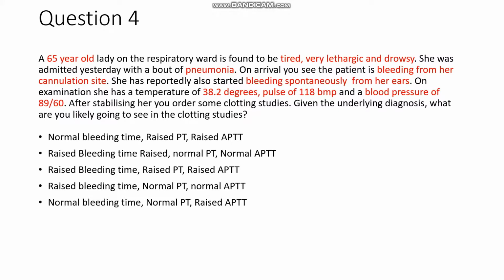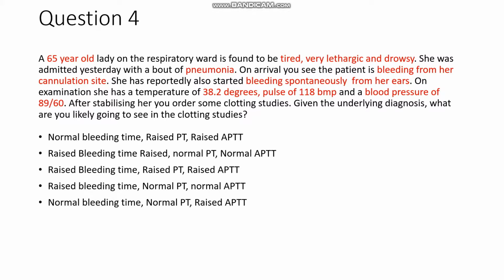What's even more worrying in this case is when we start to look at those examinations. Her temperature is spiking at 38.2, which is fairly high. Pulse of 118, again, she's tachycardic, she's got a high fever, and a blood pressure of 89/60. Well, her systolic is actually under 90, so we know that this patient is quite ill. And this patient with a high temperature, a tachycardia and a low blood pressure is looking more and more like septic. So we know the cause of her septicemia might be the pneumonia. What goes together with sepsis and spontaneous bleeding?